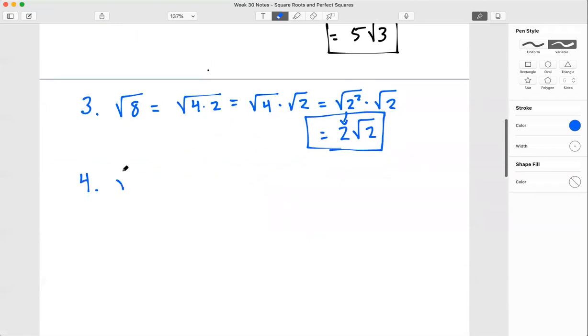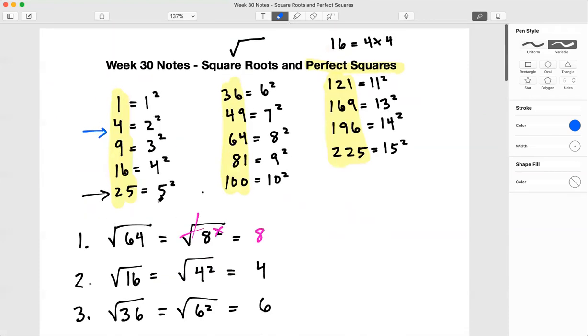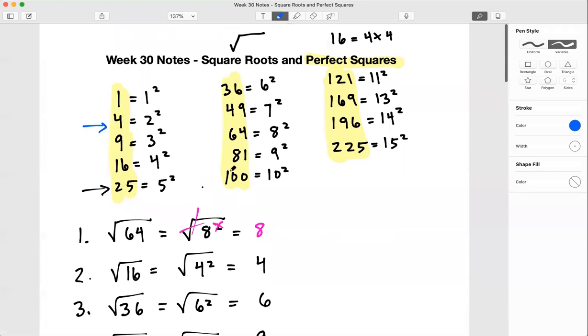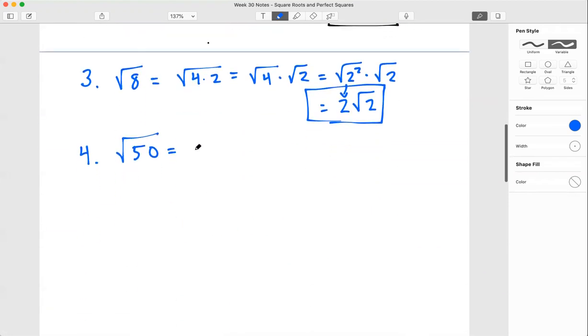Number 4 now. Square root of 50. Okay, now what within 50 has a perfect square? Think. Look at your chart. Look at all these highlighted perfect squares right here. Do you see any factors of 50? I see one right here. Again, 25. Okay, so I'm going to rewrite this as 25 times 2.